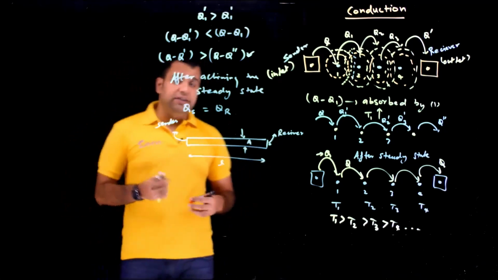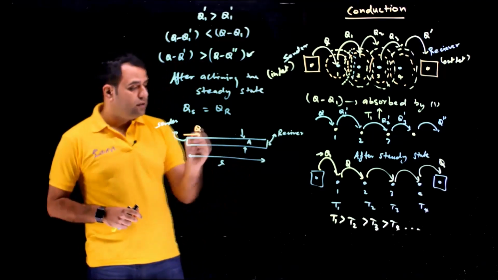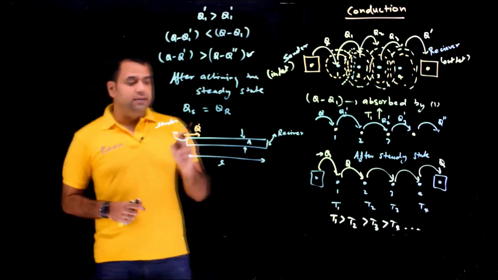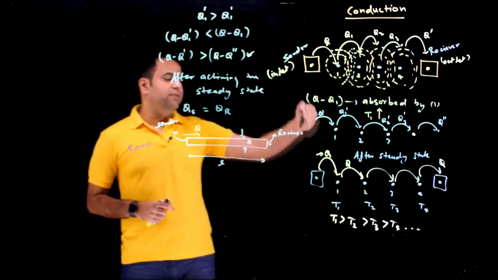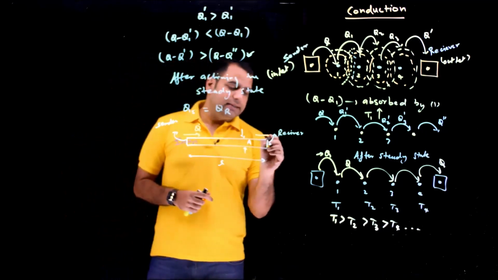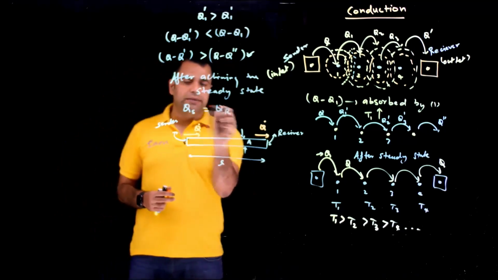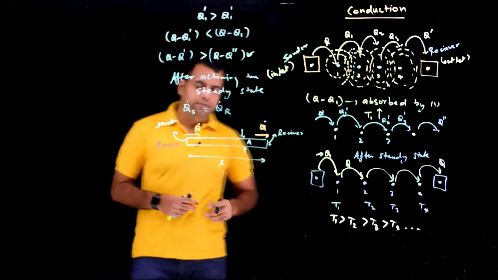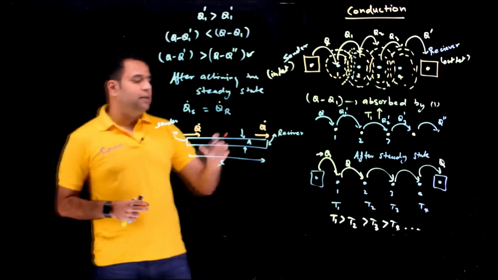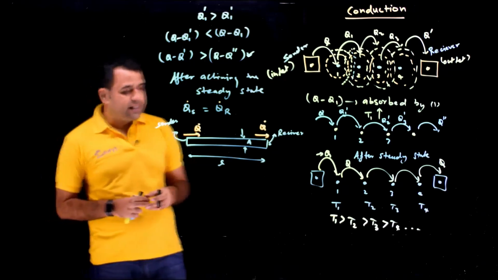So the sender, after achieving the steady state, will be sending the Q amount of heat. I'm using the dot here. This dot represents dQ by dt. This is the rate of heat flow because this heat is given continuously. And at the same time, the receiver will receive the heat, and that will be the same because after steady state, both become the same. So the rate of heat given by the sender and the rate of heat received by the receiver will be the same after achieving this steady state.